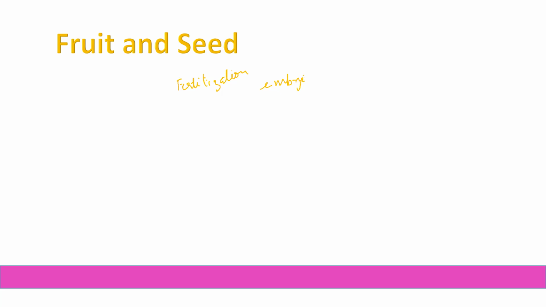Now to keep an embryo safe, what do we have? We have a fruit. So the purpose of the fruit is mainly to keep the embryo safe, to keep the seeds safe. Now there can be different types of fruits. Some can be pulpy fruits, or some like pea, you don't have any pulp. The seeds are directly inside the outer covering.